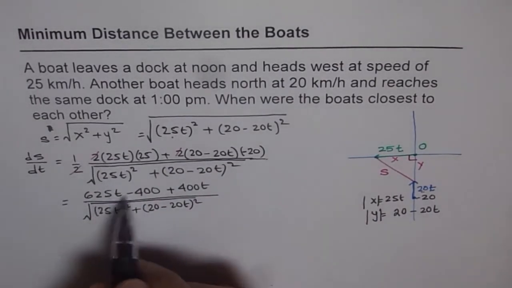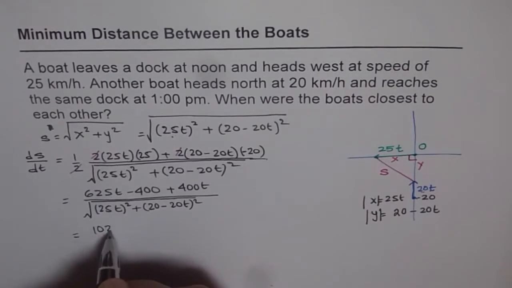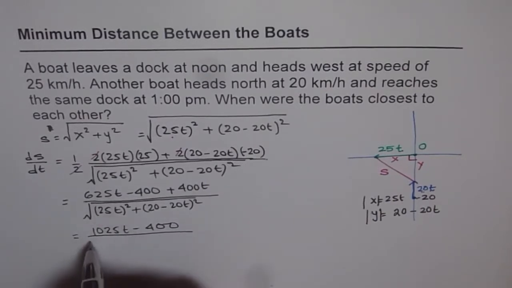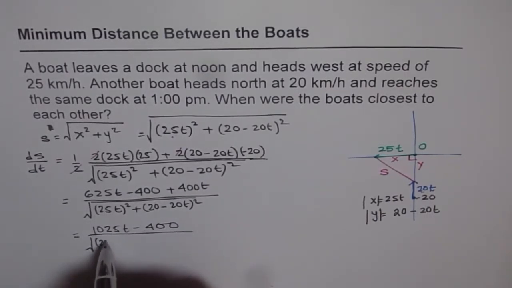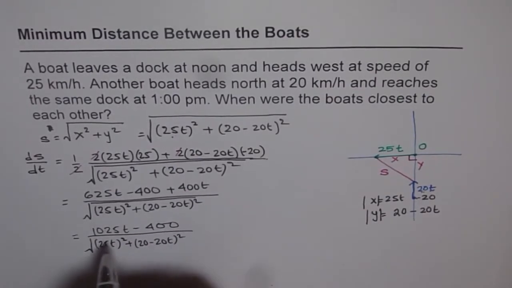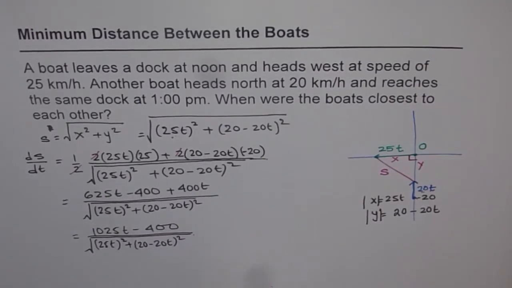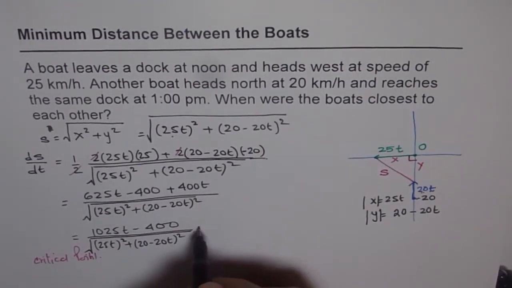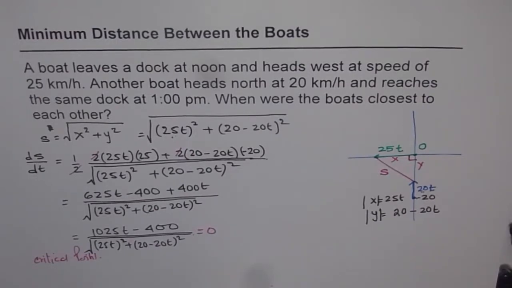We can further combine these two terms, and we get (1025t minus 400) over the square root of all this, which is the square root of (25t) whole square plus (20 minus 20t) whole square. So that is ds/dt. Now to find a critical point, ds/dt should be 0, right? So the critical point will be at, let's say, critical point. That means this is equal to 0, right? That is the point when this is equal to 0.